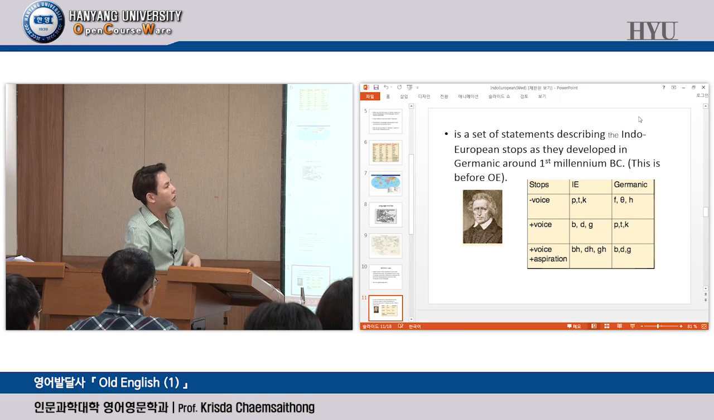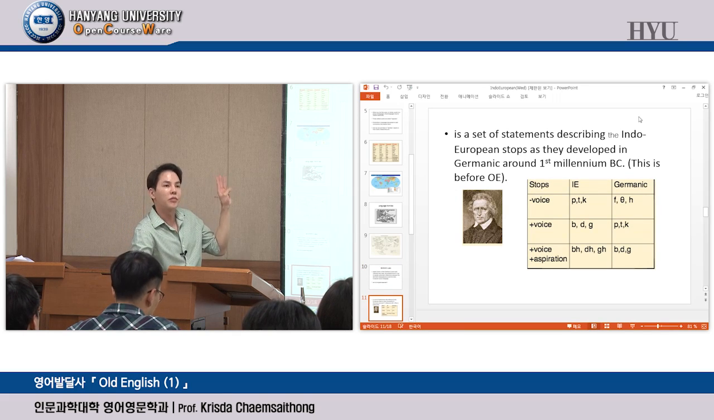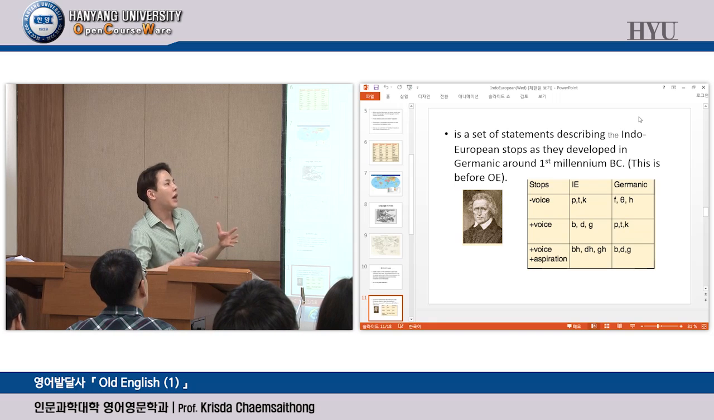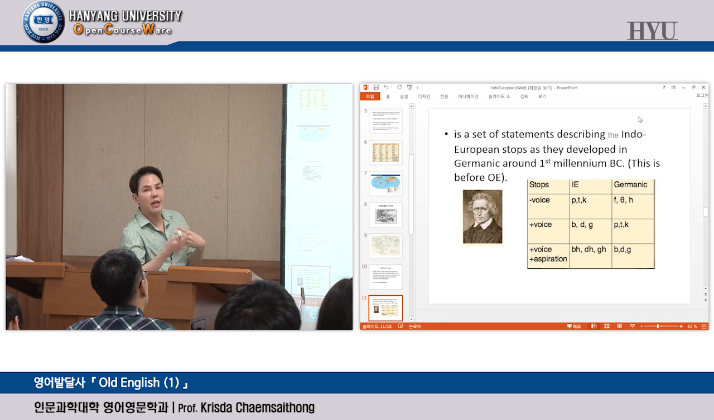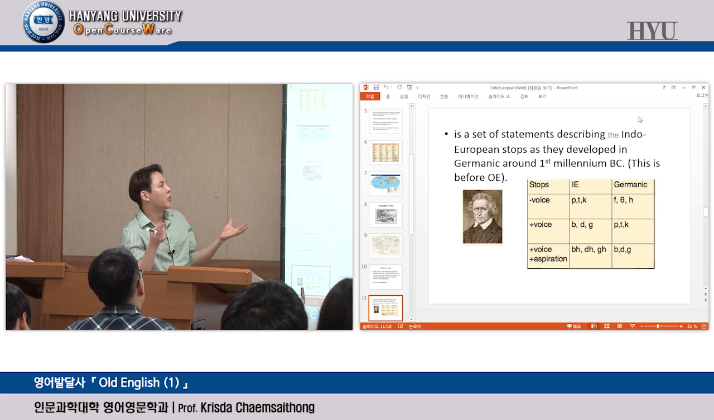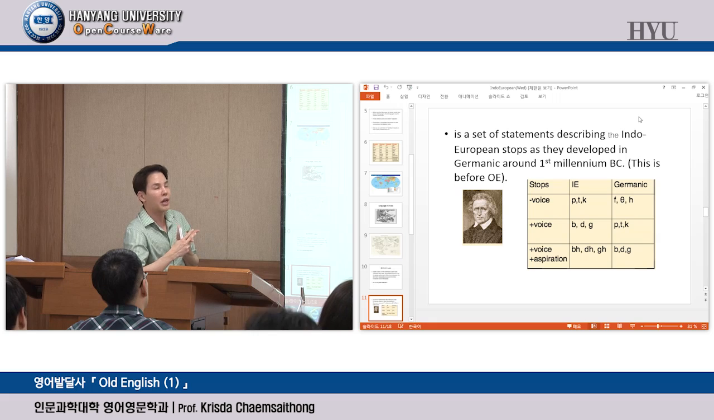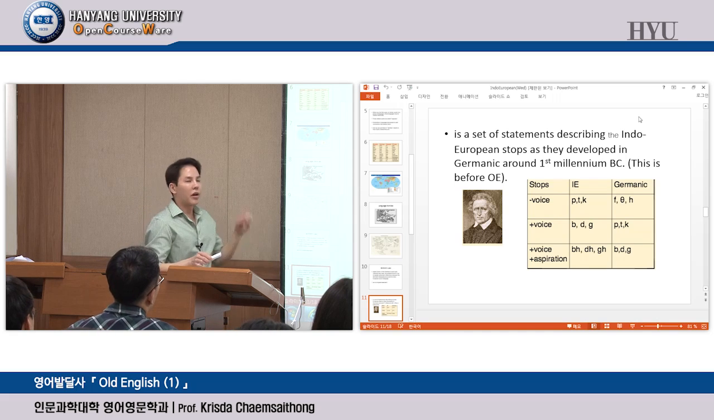So he formed 3 rules. This is a set of rules consisting of 3 rules, and these rules affect only Indo-European stops. There are other rules that we will not be studying, like rules that affect vowels and rules that affect other kinds of consonants. But we'll only focus on the stops, Indo-European stops into Germanic. Maybe you have fricatives and then other stops. So there are 3 rules.